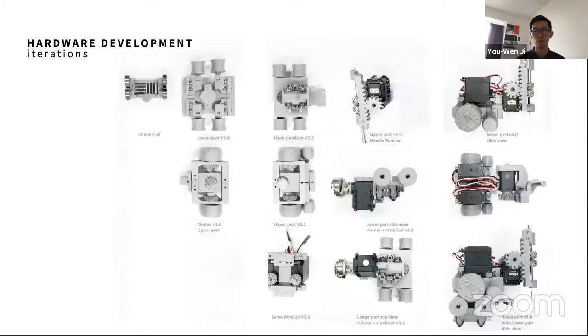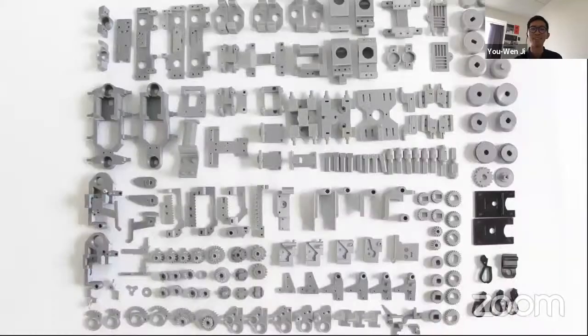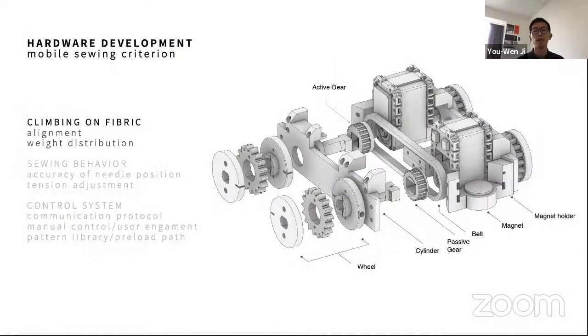Here's the older iteration from 0 to 4, and the final version is 7.448. It's a funny name. And there's the whole iteration of this project, except the needle and the rotary hook, which are from the shell. The rest of the parts you can 3D print. The wheel development tries to solve how to climb on the loose textile and the alignment of the needle and the hook.